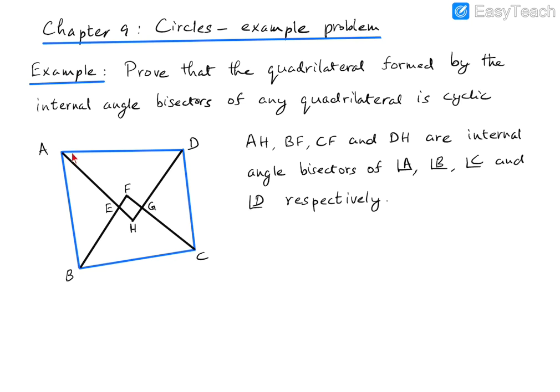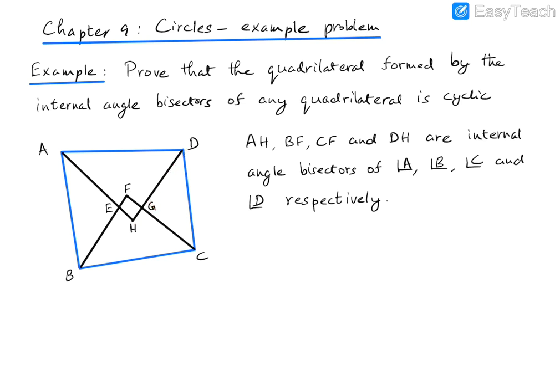So we have the line AH is the internal angle bisector for angle A. The line BF is the internal angle bisector for angle B. Similarly, CF is the angle bisector for angle C, and DH is the internal angle bisector for angle D.